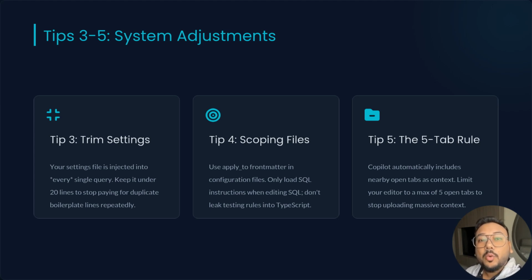Tip 4 is scoping context with applyTo. Without scoping, your Playwright test rules are being uploaded when you're editing a SQL schema. Use applyTo front matter tags in your config files so rules only load when editing relevant file types. And tip 5 is the 5 tab rule. Copilot automatically grabs context from your open IDE tabs. If you have 15 tabs open with logs, old schemas, and scripts, they are all being quietly uploaded as input tokens. Keep a maximum of 5 open tabs to stop this invisible token bleed.